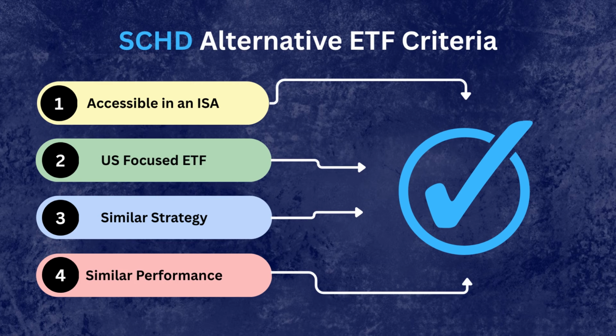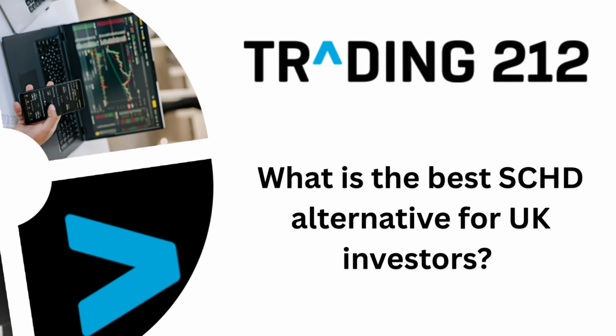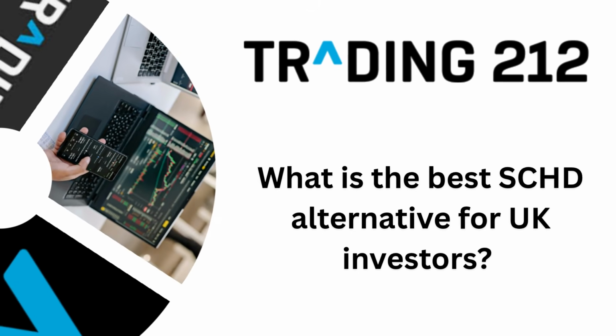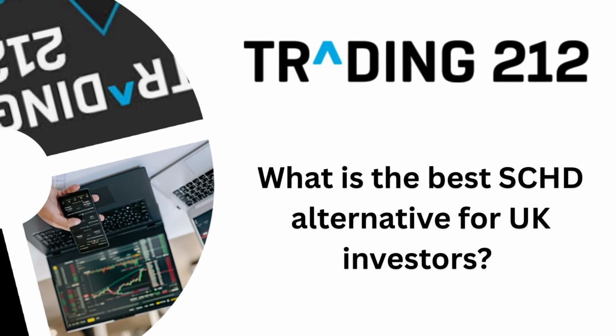So to summarize, an SCHD alternative isn't just a high dividend ETF. It has to tick all 4 boxes: ISA accessible, US focused, similar strategy, and similar performance. Now, here's where things get interesting. Once you apply these filters, a lot of the usual suggestions don't actually qualify. So let's start with what real investors are saying. And so I went straight to my first source. I asked the Trading212 Community, what is the best SCHD alternative for UK investors?